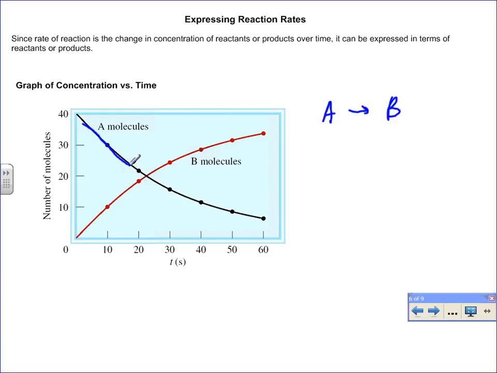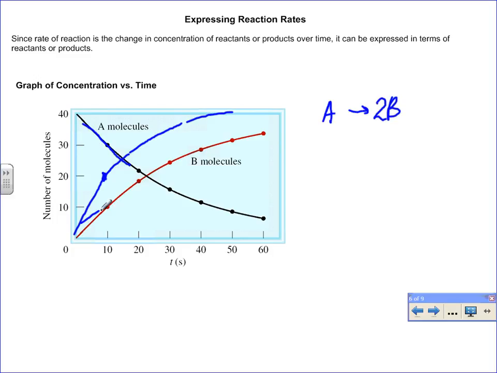Another thing to consider is what would happen if we changed the stoichiometry of the reaction. So if instead of producing 1 mole of B, we produced 2 moles of B. If that were the case, as 10 molecules of A were consumed, rather than making 10 molecules of B, we would make 20 molecules of B. So that's going to affect the steepness of the reaction. In this case, B is being made at double the rate, or twice as fast.